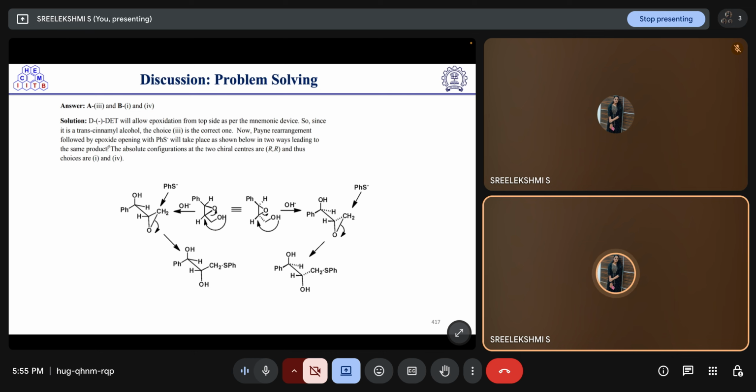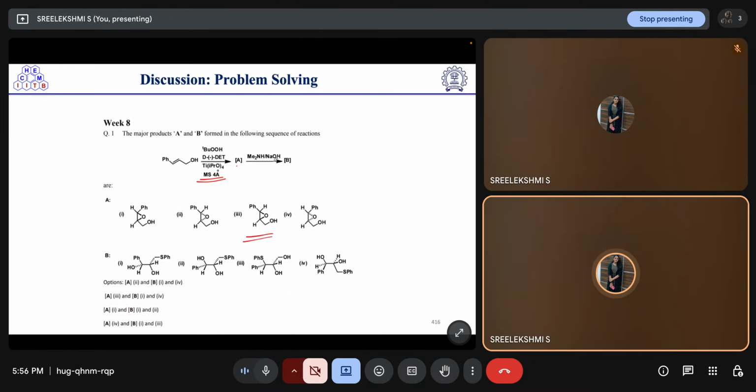And now Payne rearrangement followed by epoxide opening with this PhS minus is happening to form this product or this product. So this can be written in this way as well. The absolute configuration of the two chiral centers is RR, and thus the choices are 1 and 4. So this can be or this can be. So the correct answer would be option A.